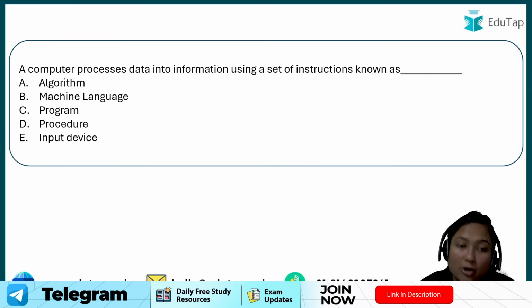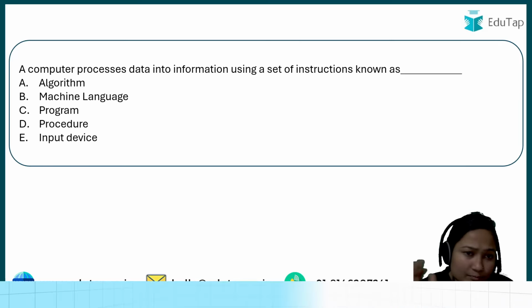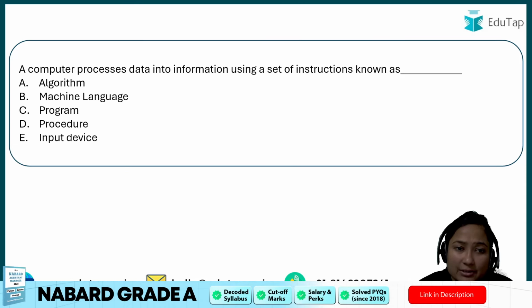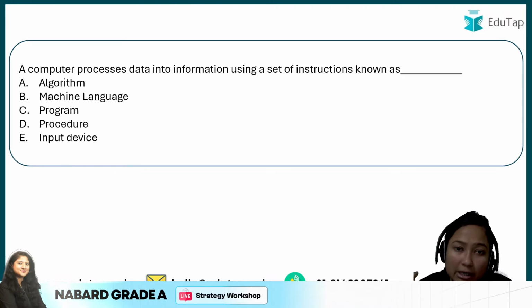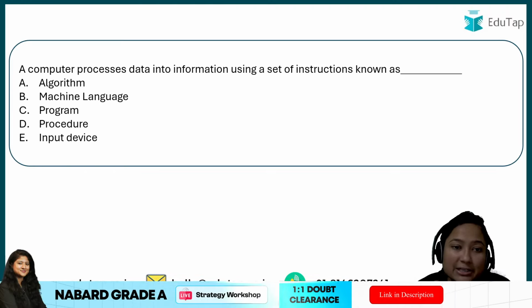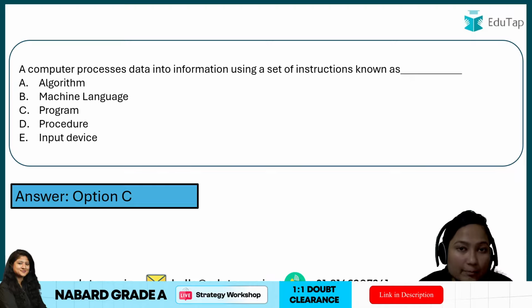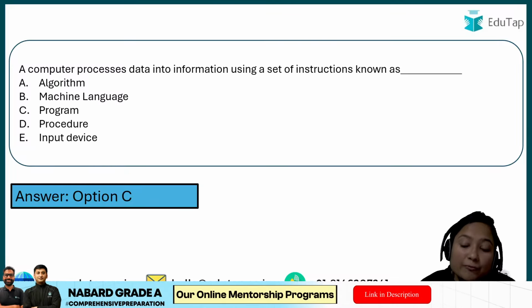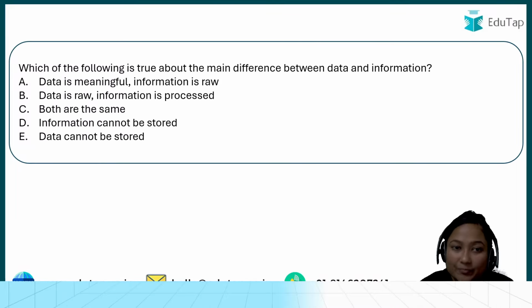Okay, moving on. A computer processes data into information using a set of instructions known as dash: algorithm, machine language, program, procedure, input device. So you will have to tell, if we are talking about a computer and we are using a set of instructions, what do we call it? The correct answer will be option C, that is program. Programs are basically a set of instructions that will help us to fulfill any command that we have given.